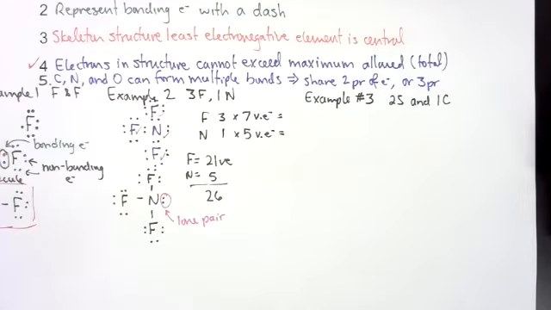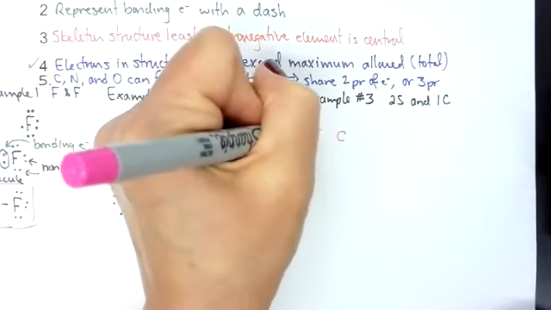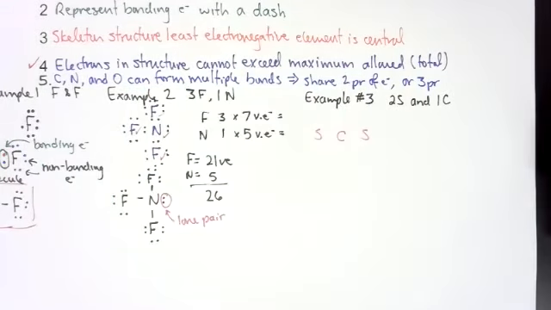So I am going to put my carbon in the middle, and I'm going to put my sulfur on either side. We're going to start like that.